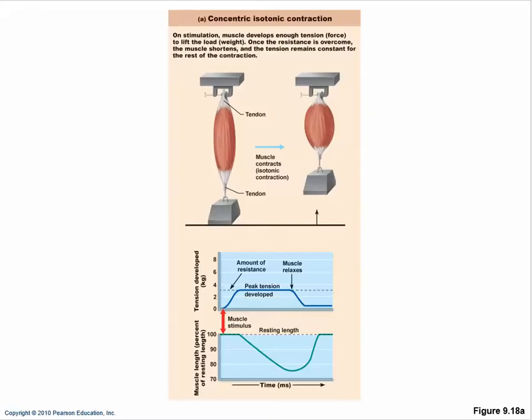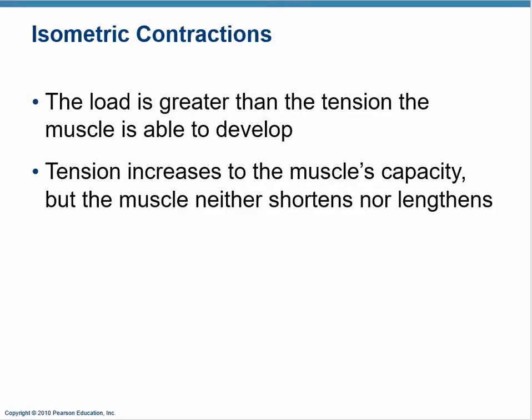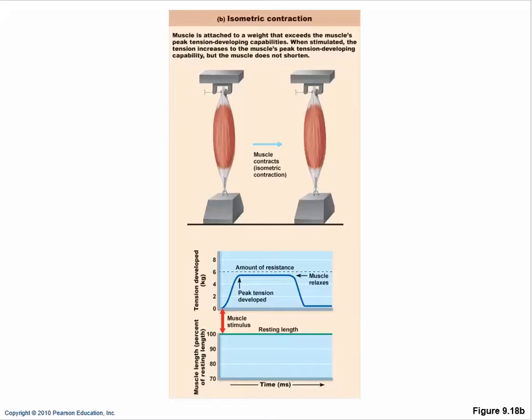So isotonics can go either way. Isometric, the load is greater than the tension developed, but the muscle neither shortens nor lengthens. The muscle stays the same length. Isometric. We never manage to meet the resistance.